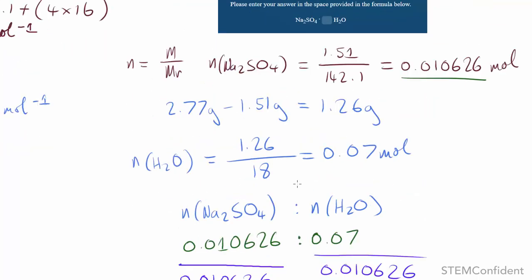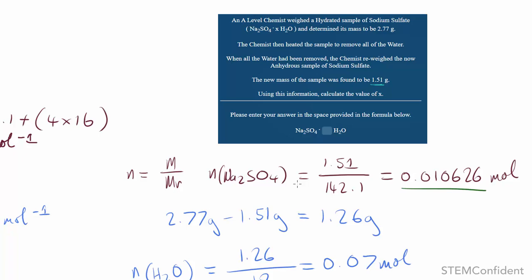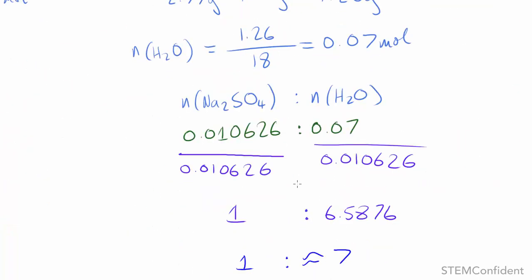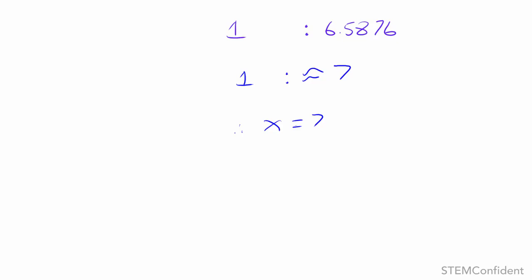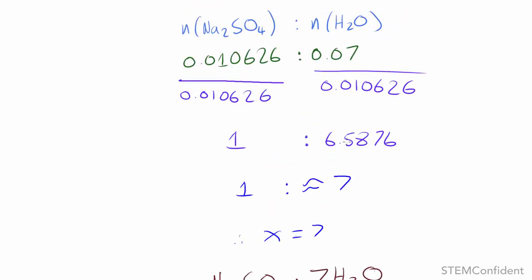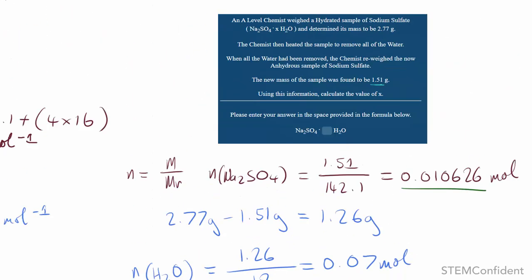And if x is equal to 7, then effectively we're going to have Na₂SO₄·7H2O, okay? And so as you can see, we've got there that x, as it says, will give your answer, x is going to be 7, okay?